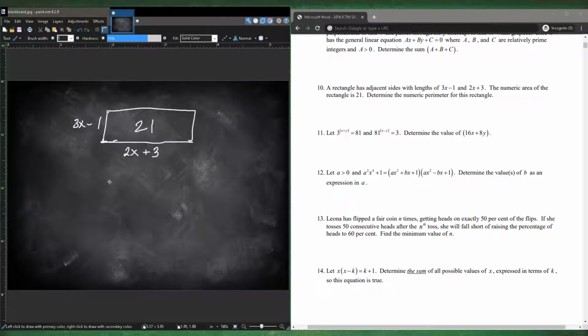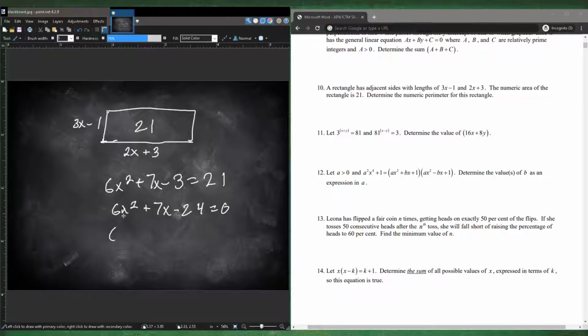Okay, so that multiplies together: 6x squared plus 9x minus 2x, so plus 7x, and then minus 3 is equal to 21. So 6x squared plus 7x minus 24 is equal to 0.